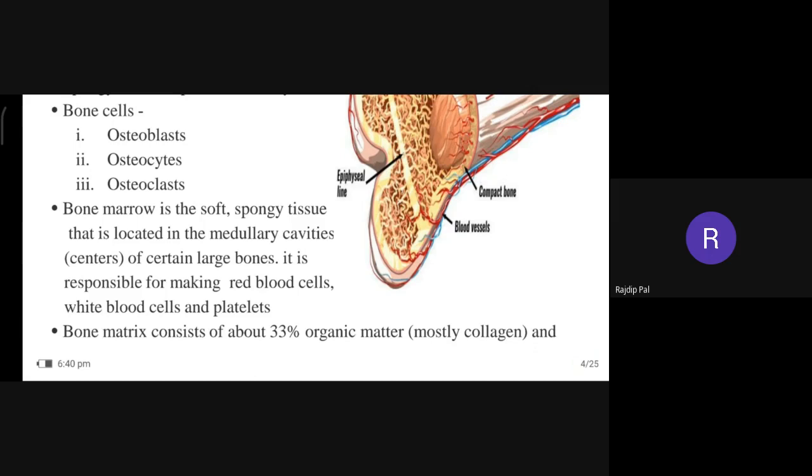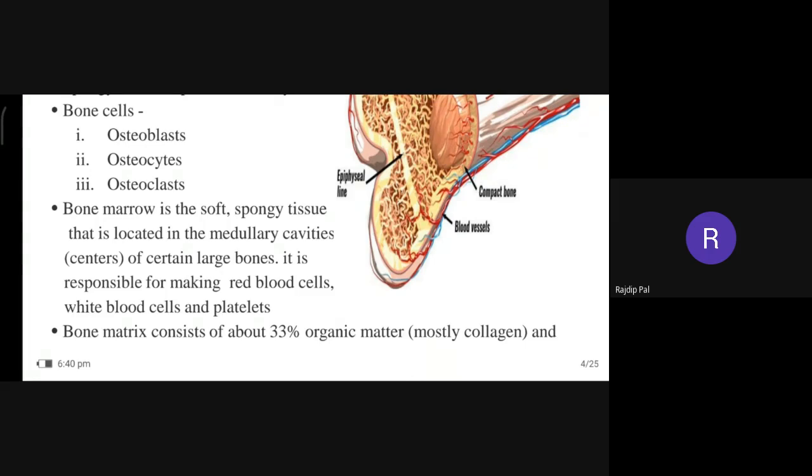So bone marrow is the soft spongy tissue that is located in the medullary cavities, the center of certain large bones. So this bone marrow is present in large bones. In small bones, it's rare. Bone marrow is rare in small bones. So bone marrow is present in a good amount in large bones. It is responsible for making red blood cells, white blood cells, and platelets. So blood cells are made from this bone marrow only.